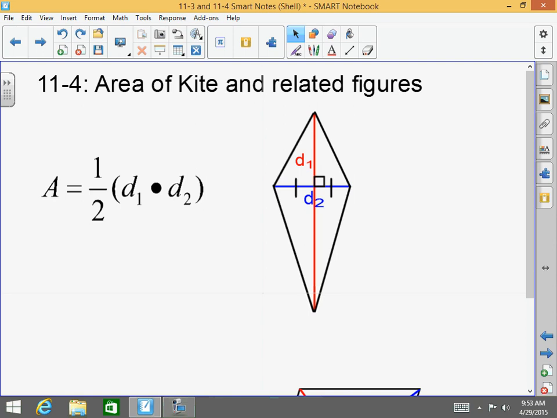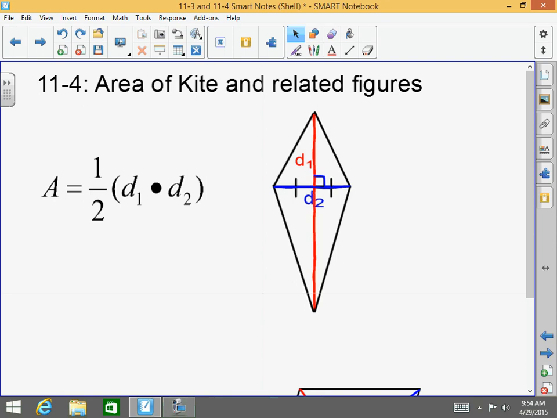Remember what happens with the diagonals of a kite. I'm sure some of you don't remember, so I'm going to reiterate it. They do not bisect each other. Look at the figure. The longer diagonal is a perpendicular bisector to the shorter diagonal. That does not mean they are perpendicular bisectors of each other. It means that the longer diagonal is a perpendicular bisector to the shorter diagonal.